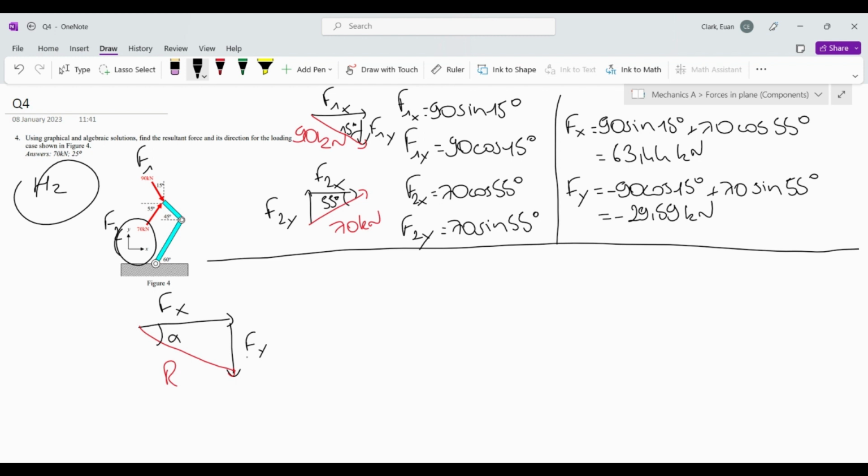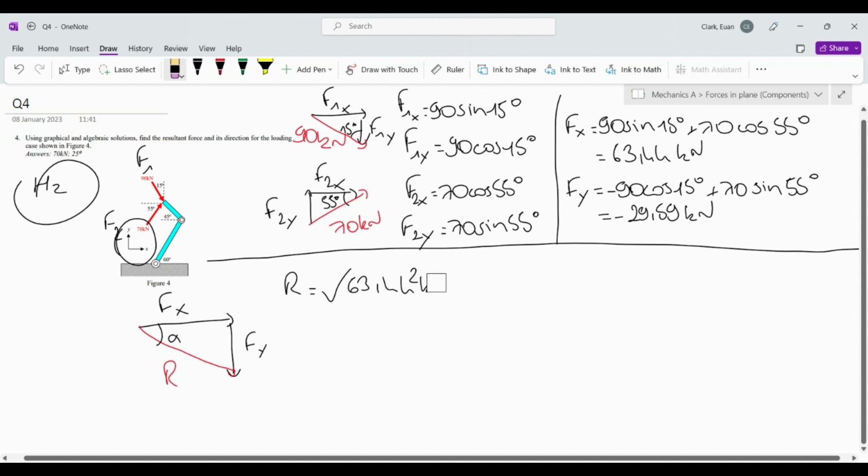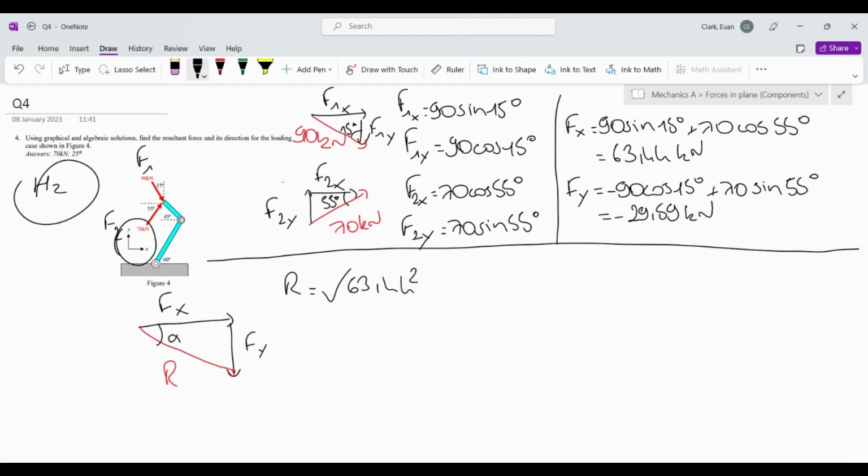And there we go. So let's try and find R using Pythagoras. So that's going to be Fx, which is 63.44 kilonewton. Oh, what am I writing? Squared. Sorry about that. 63.44 squared plus 29.59 squared. This is going to give us 70 kilonewton.